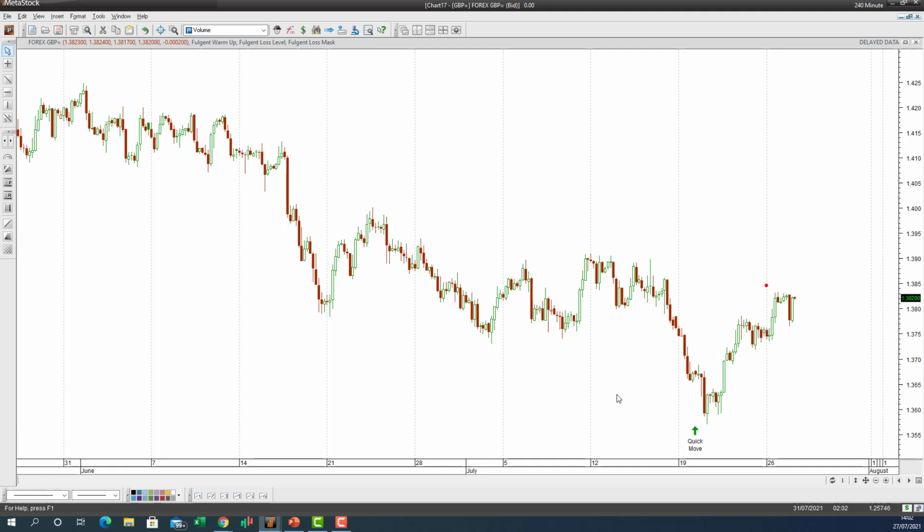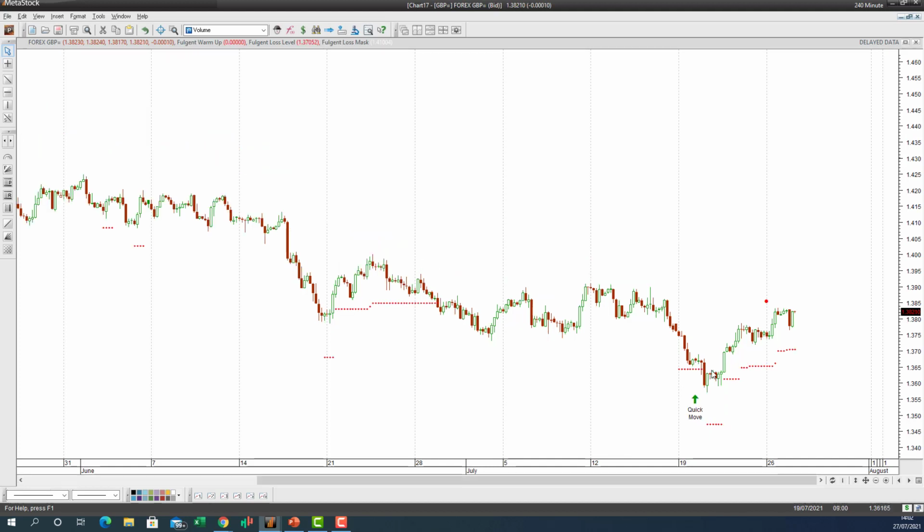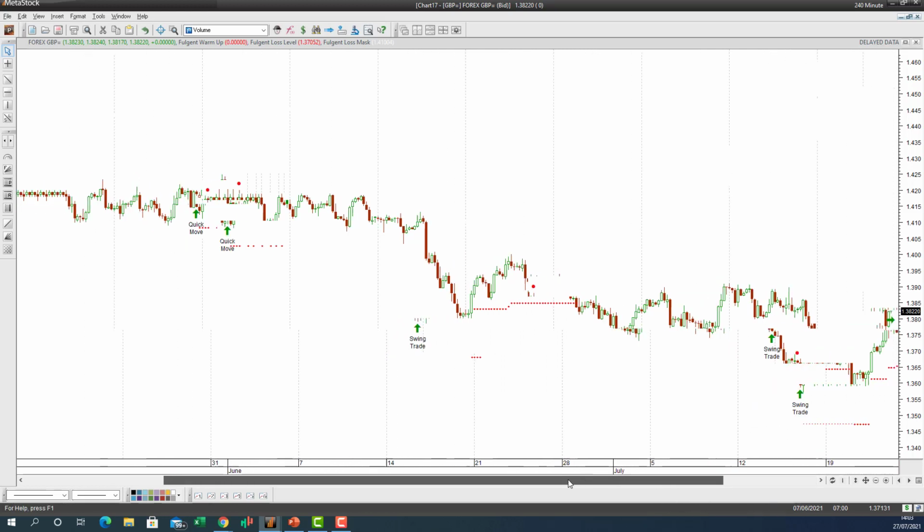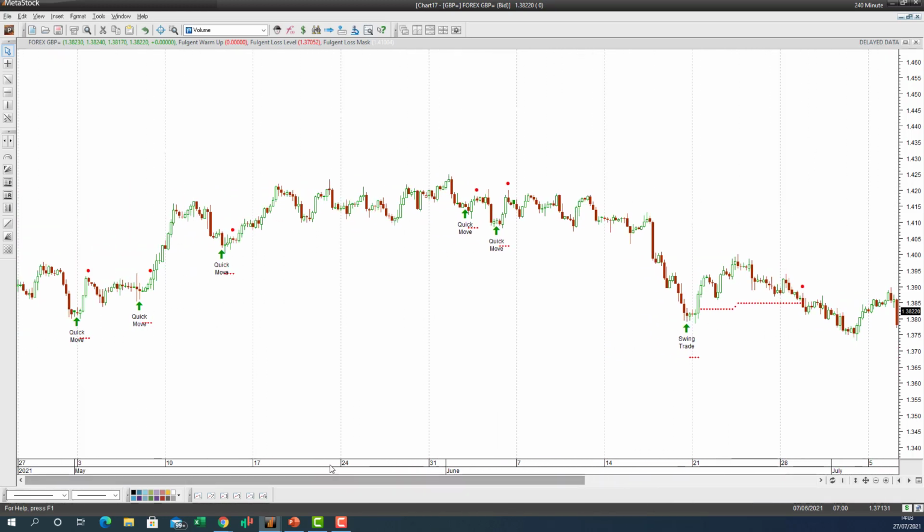There we go. Give it a second or two to load. Yeah, it's a quick move, so you can see the AI swing trade adds the stop loss in there automatically as it goes along. So the AI is long in sterling versus USD. There was another swing trade there, quick move there, quick move there. So you can almost get a trade every other day on a 4-hour chart basis. Look at that, quick move, quick move, quick move. So absolutely fantastic to trade with these quick moves and swing trading.